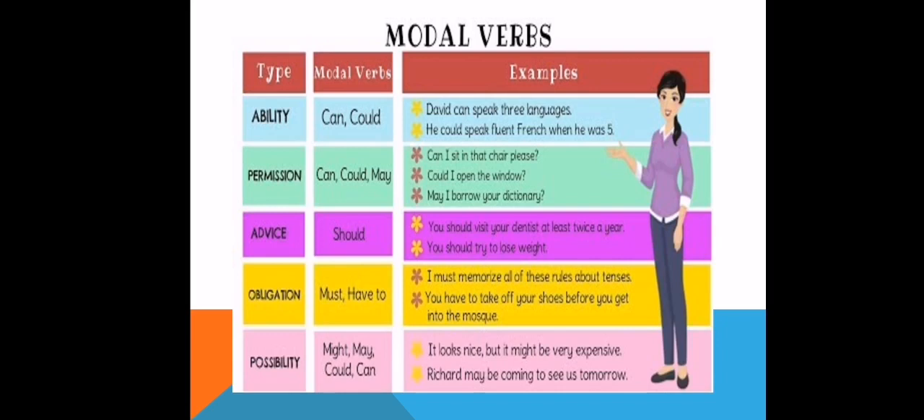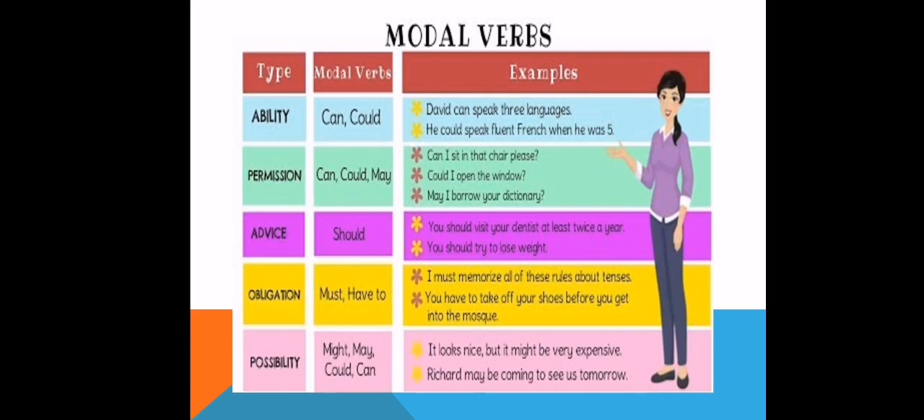To express permission, we can use can or could again, along with may. Let's have a look at the examples. Can I sit in the chair, please? I'm asking for permission. Could I open the window? Again, asking for permission. May I borrow your dictionary? Let's move on to advice.